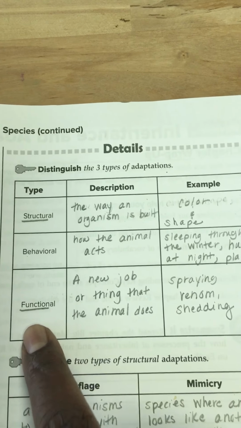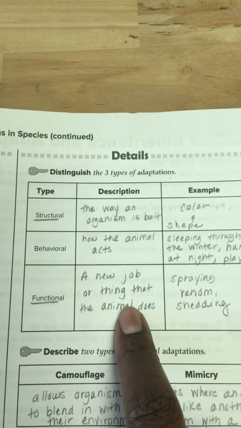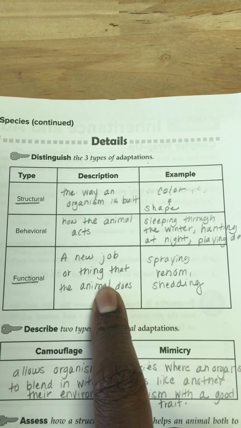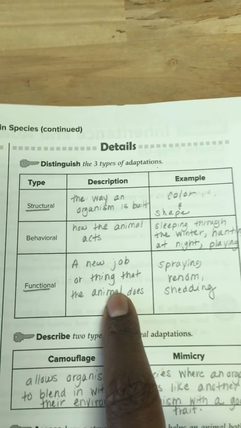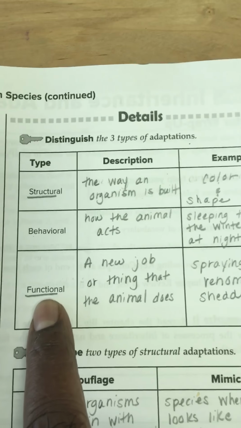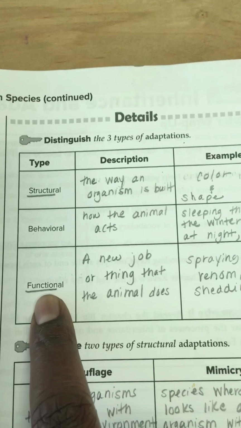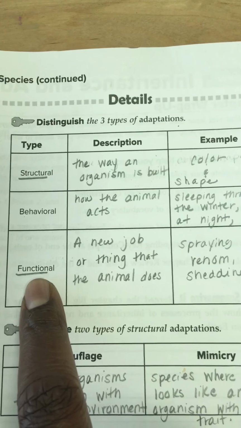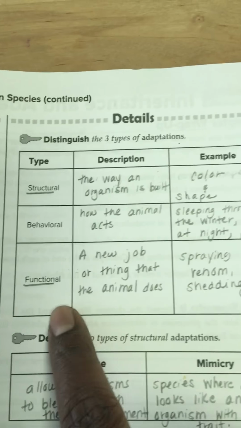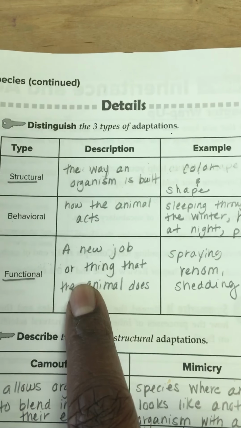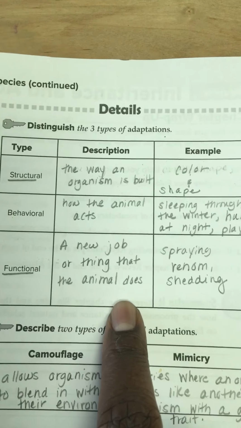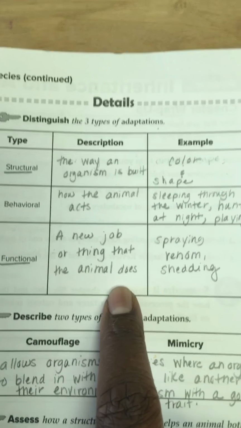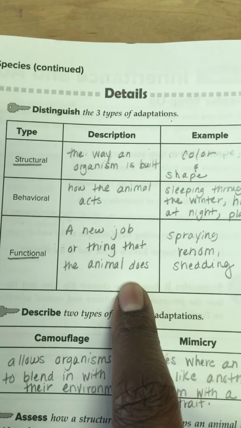The last one is functional. And the definition in the book says something about a biochemical change. I know you girls don't know what that is because you haven't been taught that yet. So the root word here is function. And remember that a function is what something does or its job. So a description of a functional adaptation is a new job or thing that the animal is able to do with its body. So we have changes in its body that allow it to do a new job.